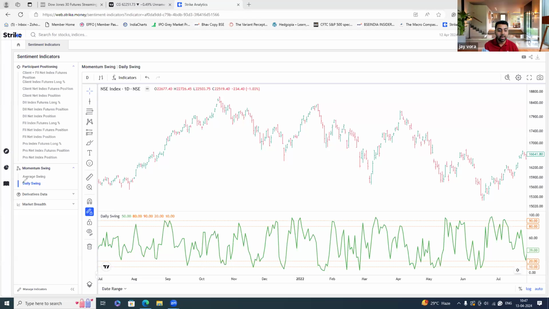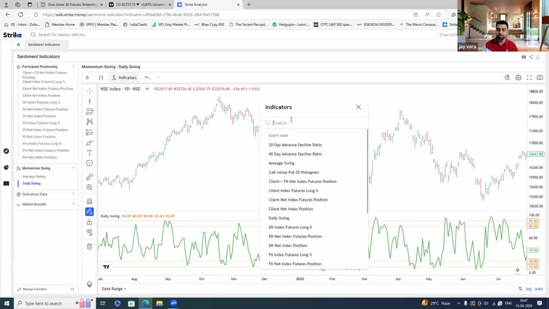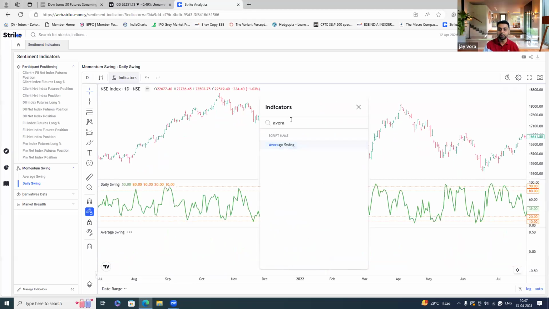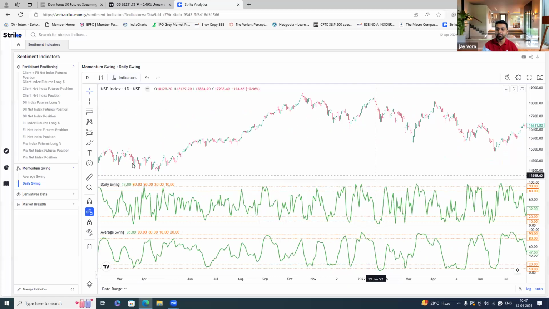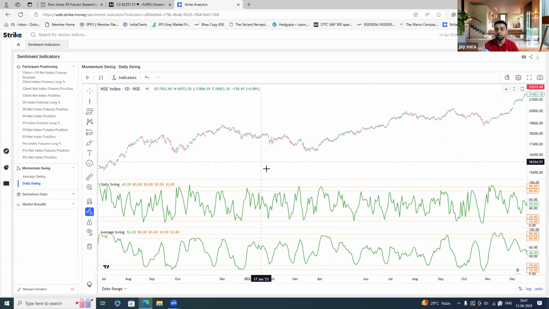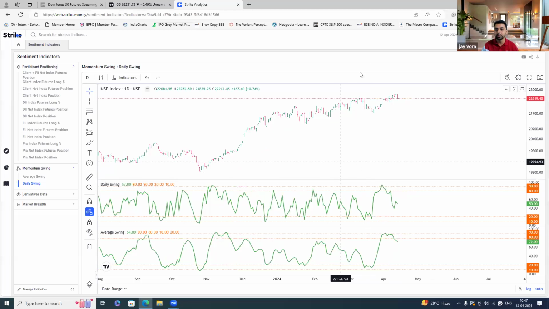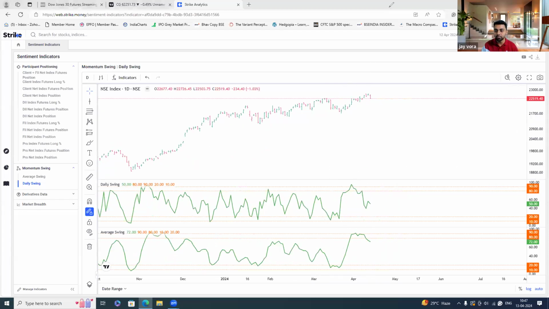So similar to what I mentioned over here, like DIs and FIs, when all of them reach one extreme, it becomes an important signal. Similarly, when daily swing and average swing reach an extreme, it becomes a very good bottom as well. So like I told you, at this point of time, there were so many indicators flashing on the screen telling that the sentiment has turned extreme in the short term. Be careful.